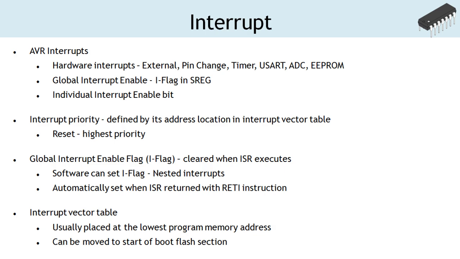In AVR cores, the interrupt vector table is usually placed at the lowest memory address of the program memory, but it can be moved to the start of the boot flash section by configuring the MCU control register. The reset vector can also be moved to the start of the boot flash section by programming the appropriate fuse bit.